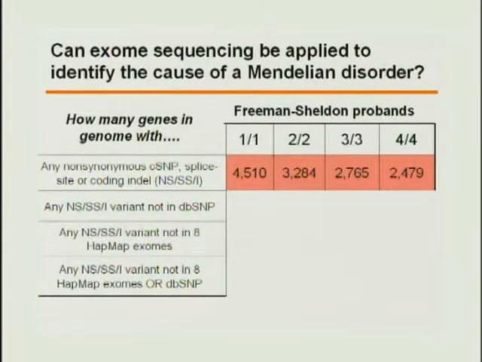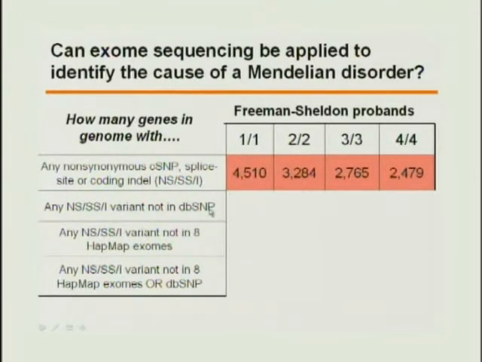So basically, in each column here, we're looking at the addition of an additional individual with FSS to the data set. And we're basically asking how many genes are there in the genome that meet a certain set of criteria. So if we take all comers, if we don't try to discard common variants, even with 4 individuals, there's still a remarkably large number of genes where all 4 individuals have some sort of variant that affects coding sequence.